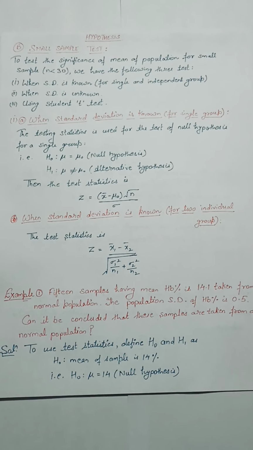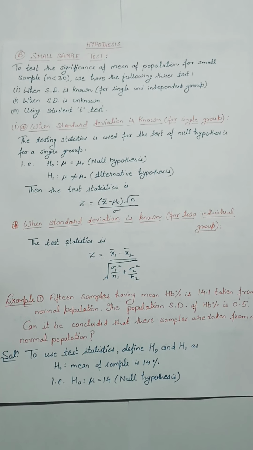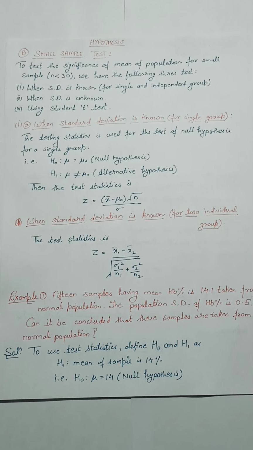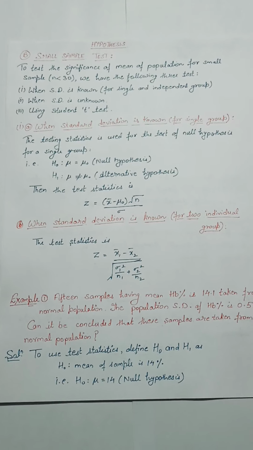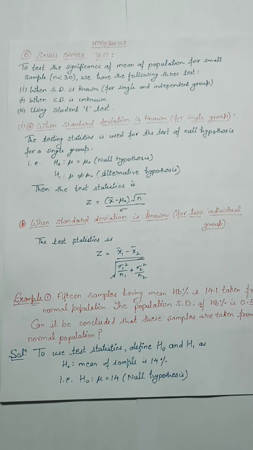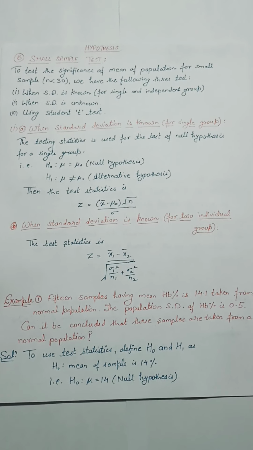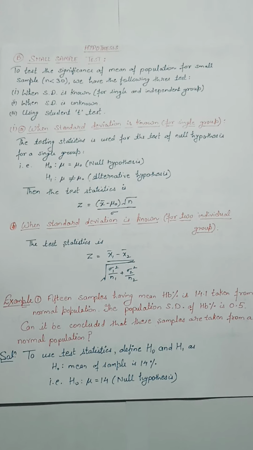First is when standard deviation is known, that is also for single as well as for independent group. Second is when standard deviation is unknown, that is, it's not given to us. And third is using student t-test. So let's see in detail the very first, that is when standard deviation is known for single group.